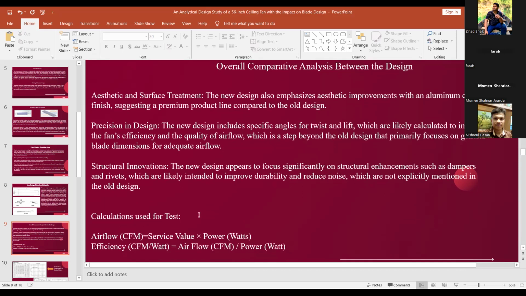So we will show some test results later, and because of the tester, we need some calculations over here. The calculation we need is the airflow calculation. Here, airflow is the service value multiplied by the power, the watts the ceiling fan is consuming. And how do we calculate the efficiency? That is airflow divided by the power. That's it.